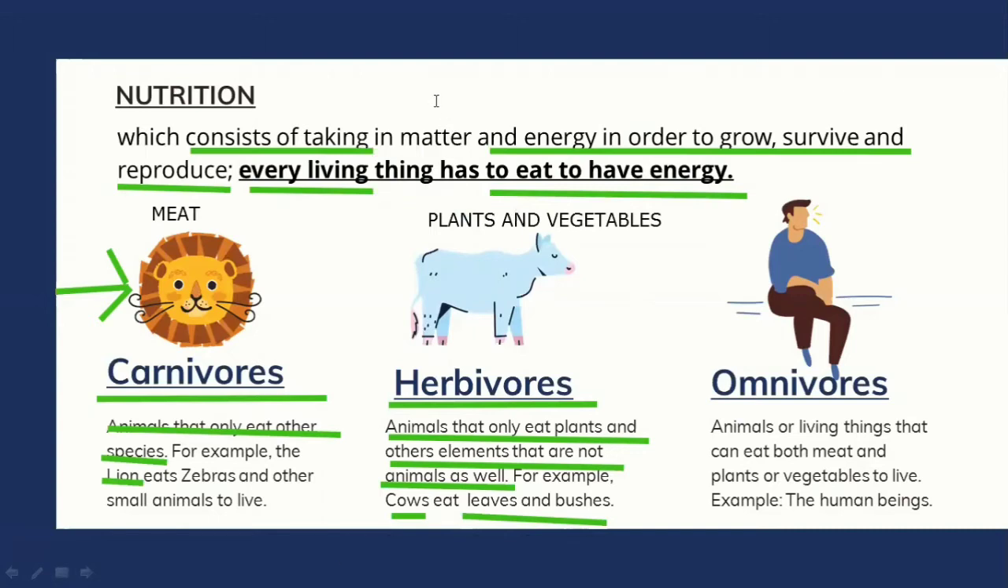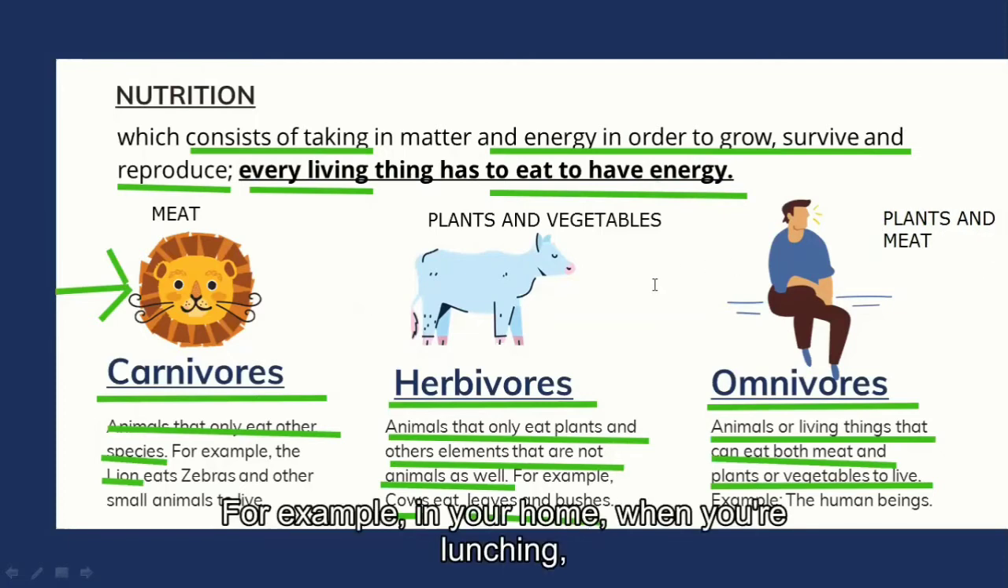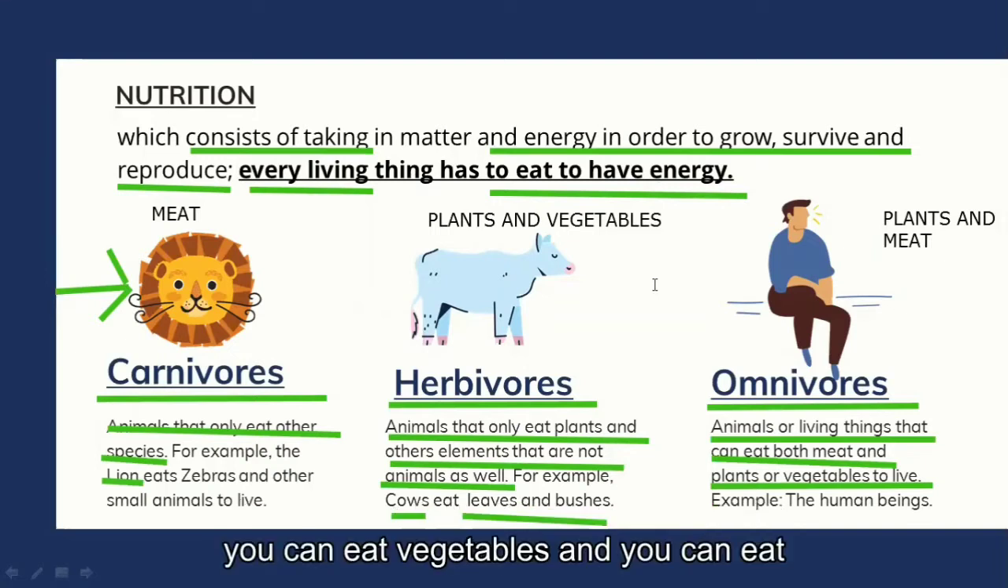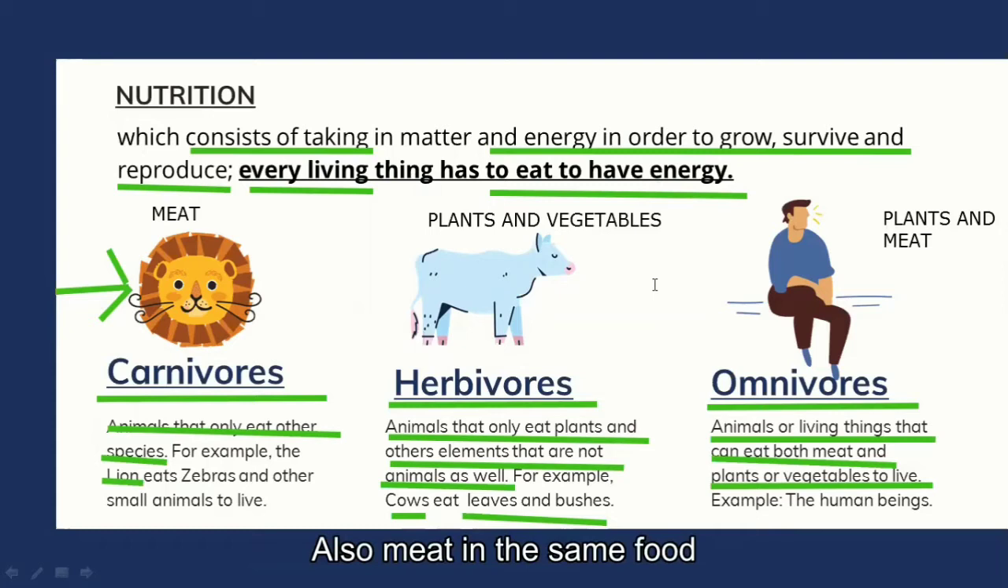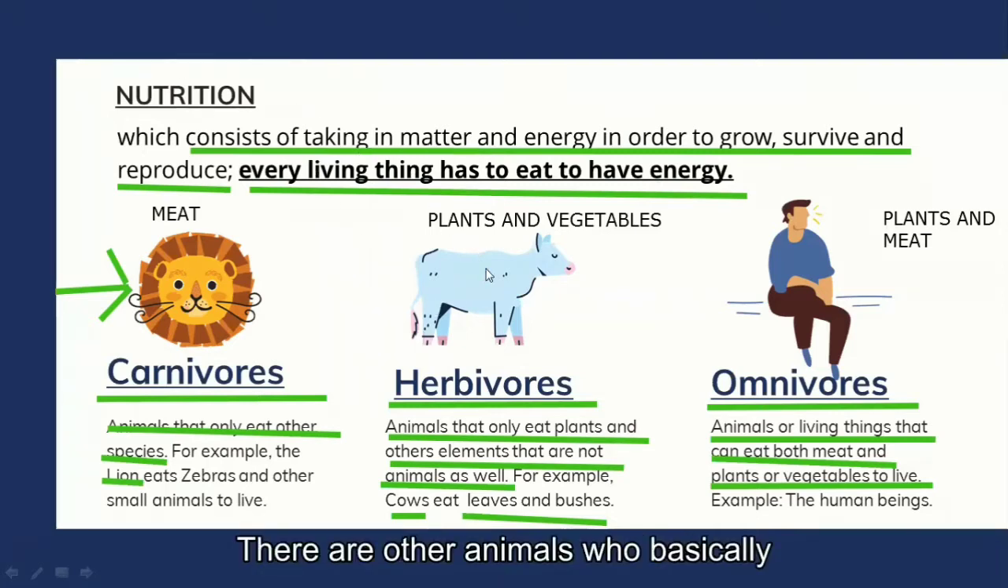Finally, of the first 3, we have the omnivores. What is an omnivore? Easy. It's an animal or a living thing that can eat both meat and plants to live. So omnivores are the fusion of a carnivore and an herbivore. They can eat both plants and meat. For example, in your home, when you are having lunch, you can eat vegetables and also meat in the same food. And you don't have any problem because you are omnivores.